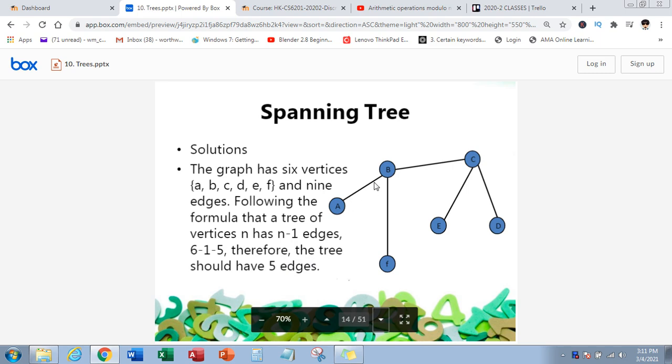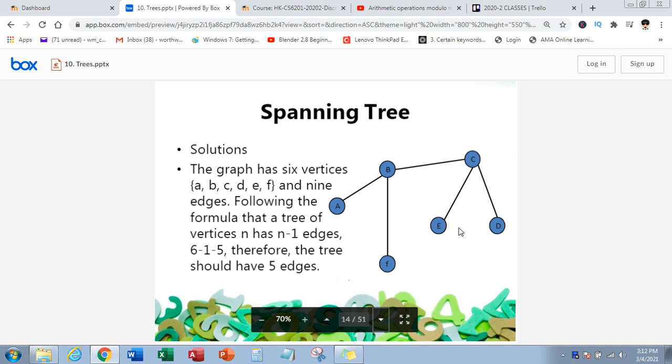So kailangan kasi sa tree ay yung n minus 1, that would give us the number of edges. Yung n kasi is the number of vertices. So yung vertices is always 1 greater than the number of edges. So if we minus 1, then it will give us the number of edges. For example, this one has 6 vertices, A, B, C, D, E, F. So 6 vertices minus 1 will give us 5. So if you count, there are 5 edges for this graph.